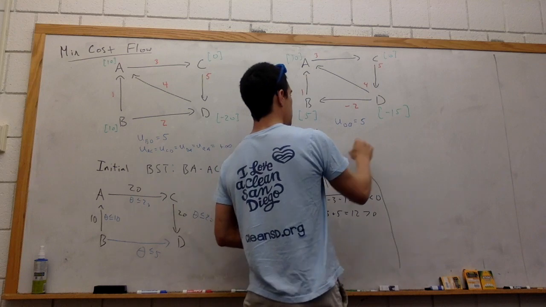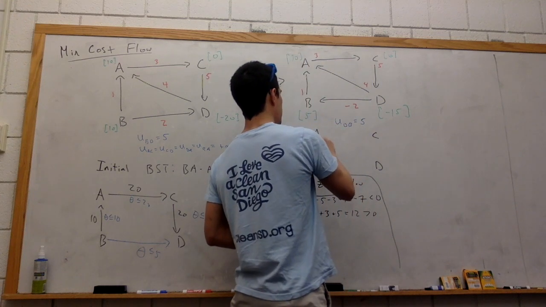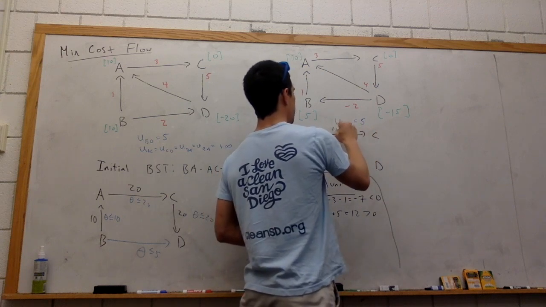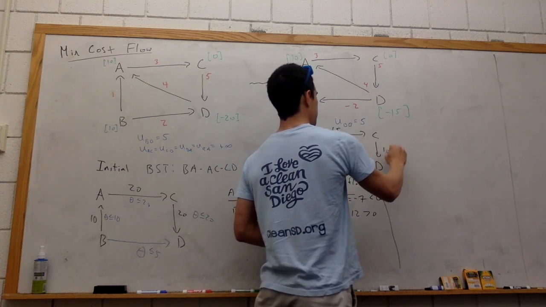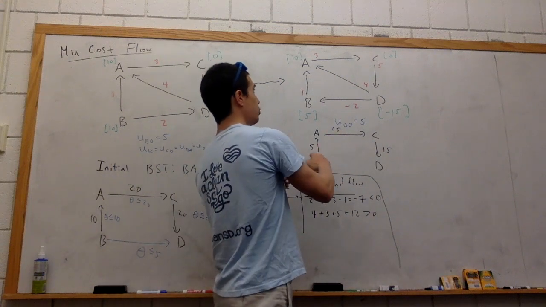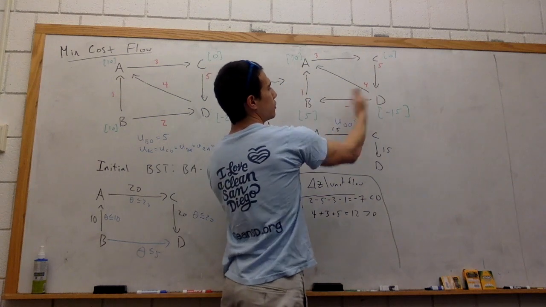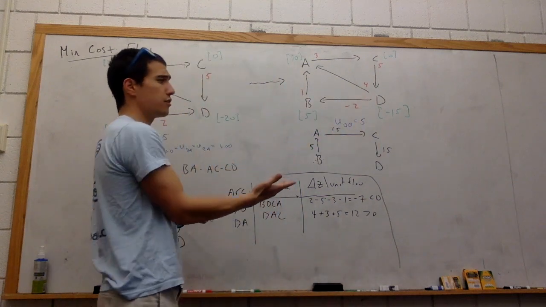A, B, C, D. Now I'm sending only 5 units from B to A, only 15 units from A to C, and only 15 units from C to D. And this is our basic feasible solution in this updated graph. So here, I've imagined that I've already sent 5 units this way. So this is a basic feasible solution.